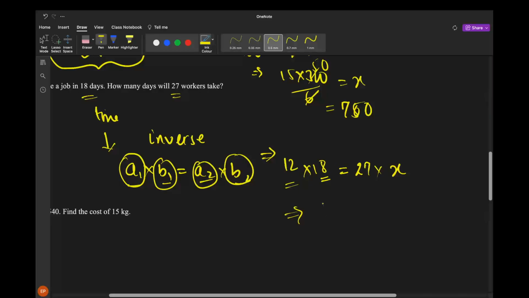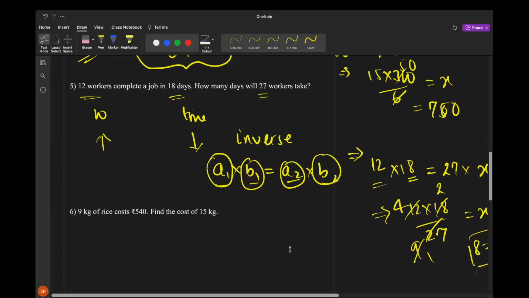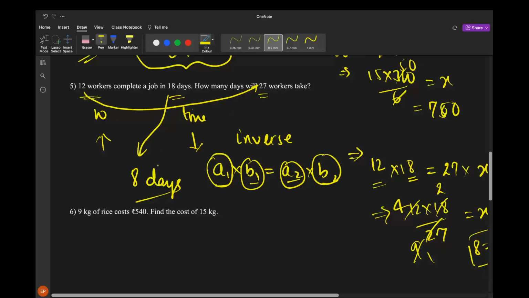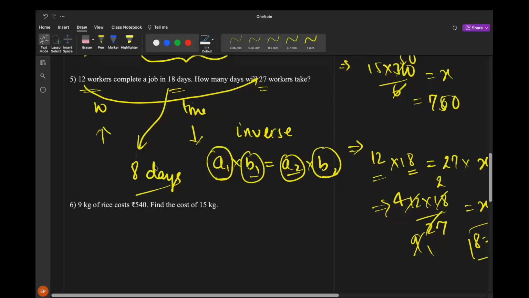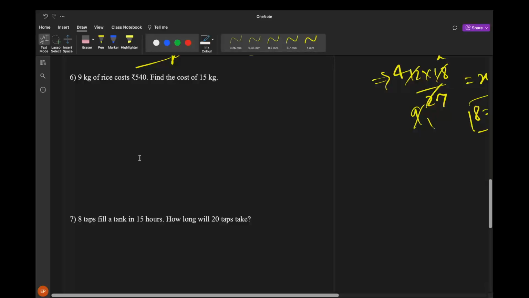So 12 into 18 divided by 27 gives X. 3 4s are 12, 3 9s are 27, 9 1s are 9, 9 2s are 18, 9 2s are 18, so 2 4s are 8. See, they are taking 8 days. 8 days is the answer, right? See here, 12 workers increased to 27 workers, but 18 days reduced to 8 days. This is inverse proportion. Can you pause the video and try for this?